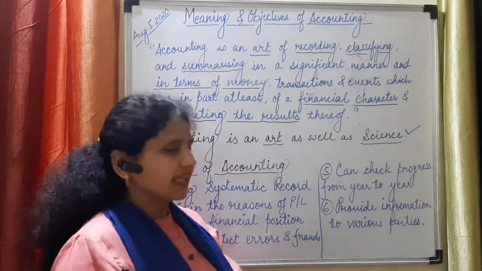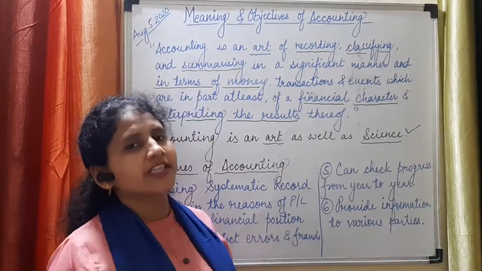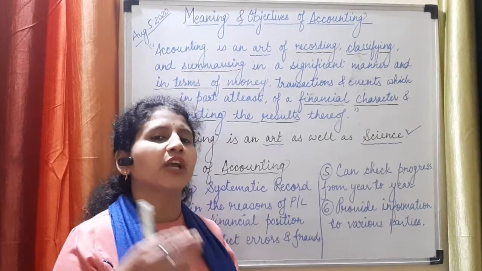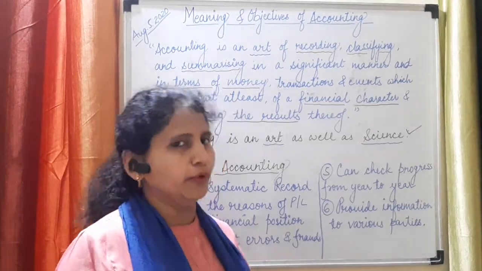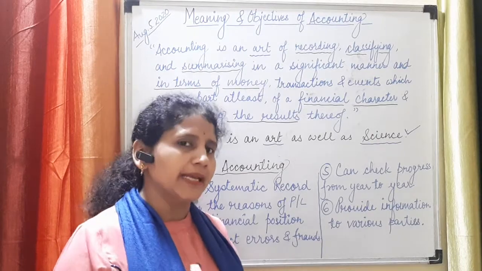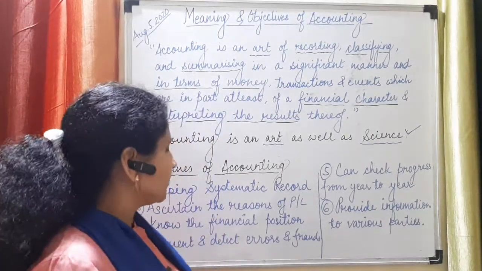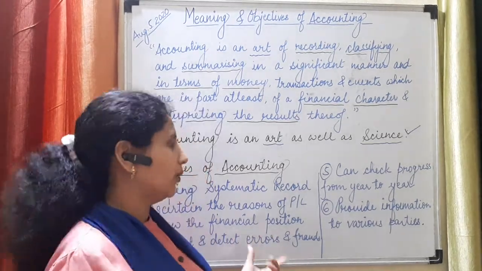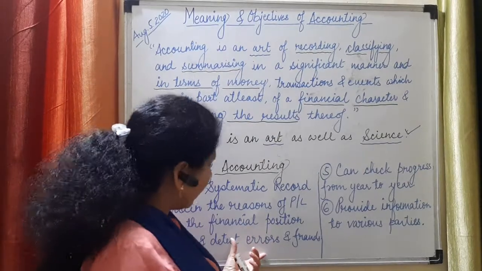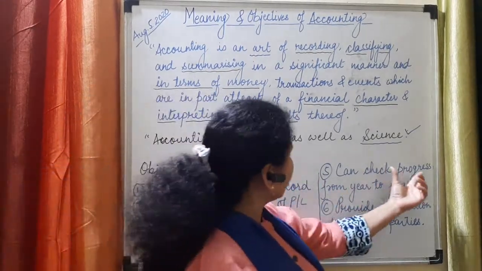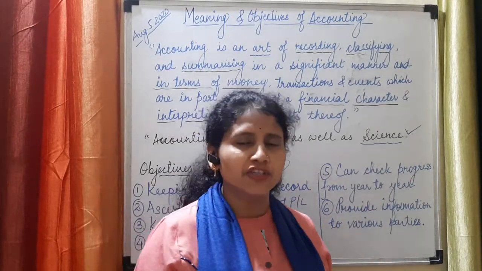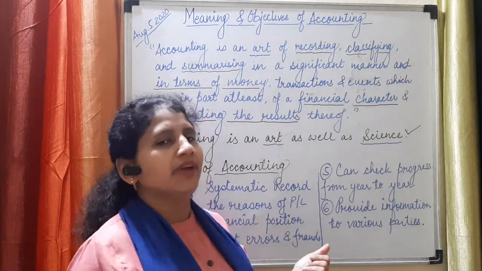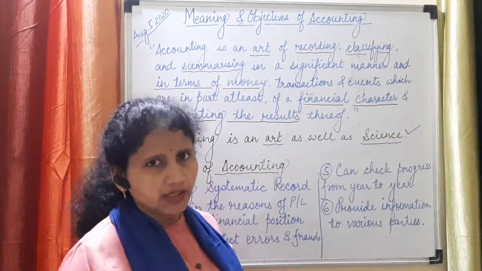Prevent and detect errors and fraud. How can errors and frauds be detected and prevented? In accounting, you will find the same transaction is recorded several times in different books. So it is very easy to check at any point of time in any of the accounting books if any error has occurred. Can check progress from year to year. When we prepare financial statements, through them we can compare our result with the previous one, whether we are in increasing order or decreasing.